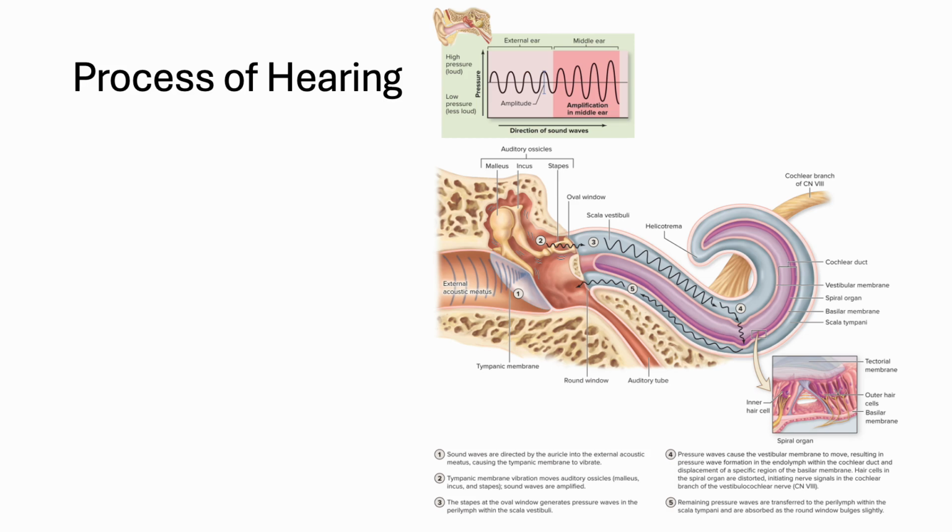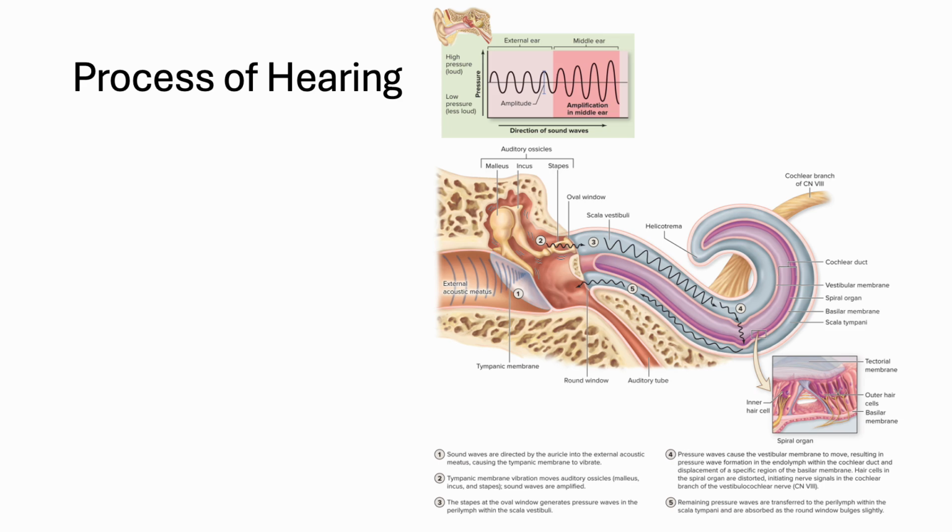Okay, so at this point, we've learned some anatomy of the ear. We've looked at some functions and specific structures, but let's look overall at what's going on. How do we hear? How does all this work so that we actually perceive the sound? Okay, let me get my pen on.